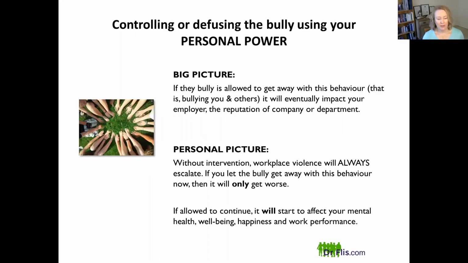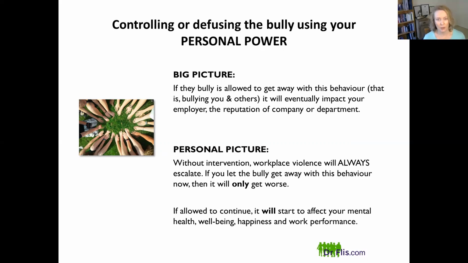So the big picture, from a personal power perspective, is if you allow a bully to get away with this behaviour at work, that is, they're bullying you and others, it's going to eventually impact on your workplace. It's going to impact your employer, the reputation of the company or department, and it's going to stop productivity and performance. That's a really big picture.